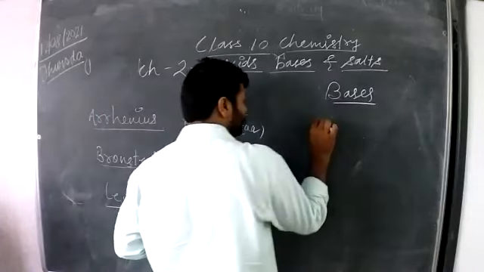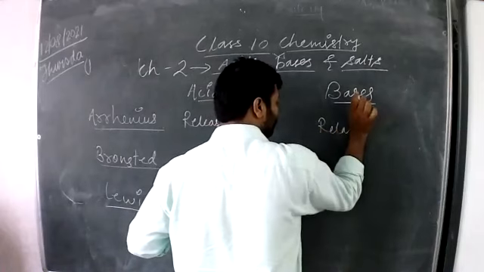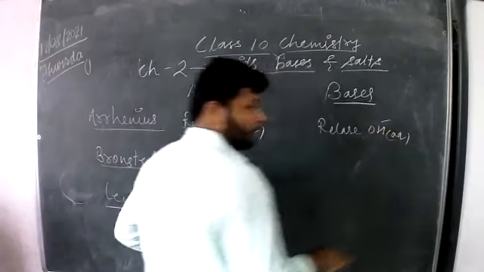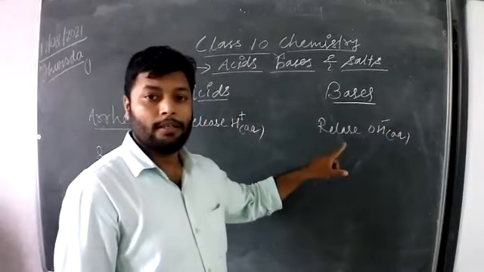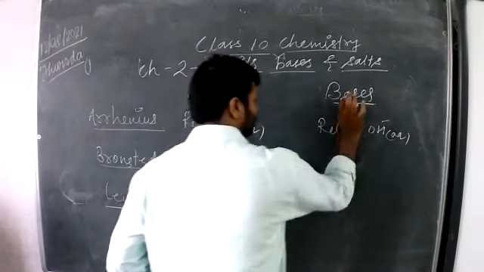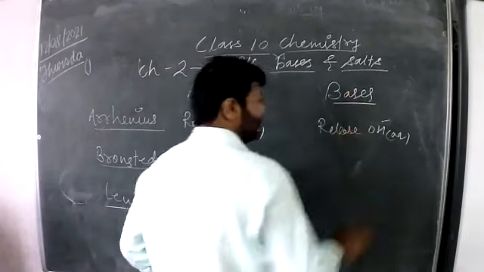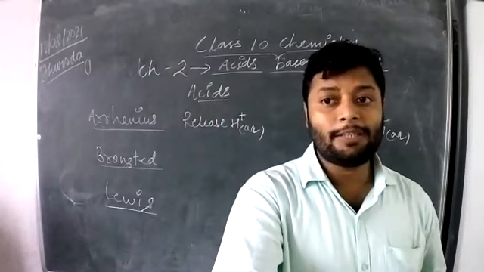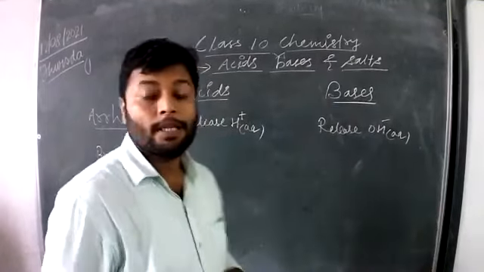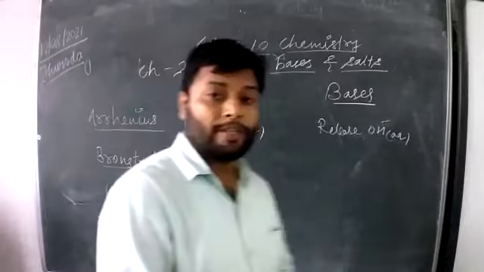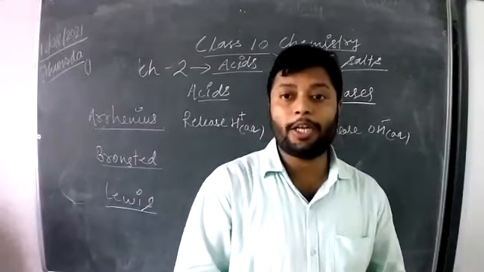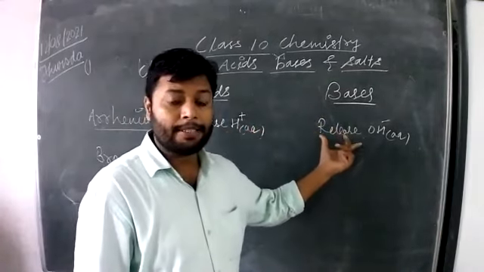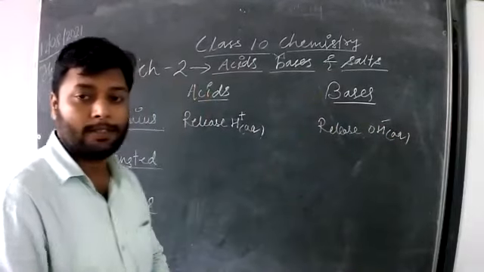And bases are those which release OH minus ion in aqueous solution. That is the first definition, which is also given in your book. The substance having a tendency to release H plus is an acid, and the substance having a tendency to release OH minus is a base.